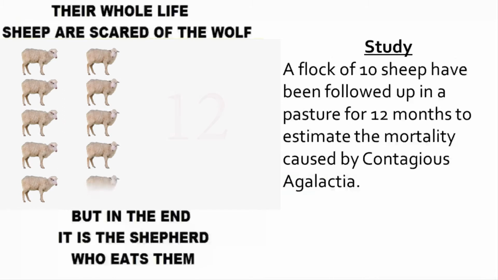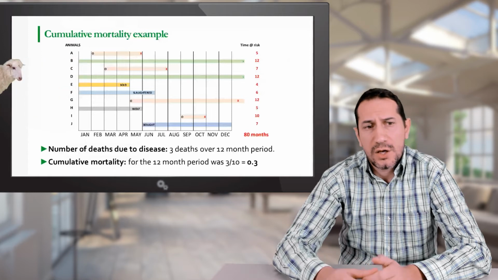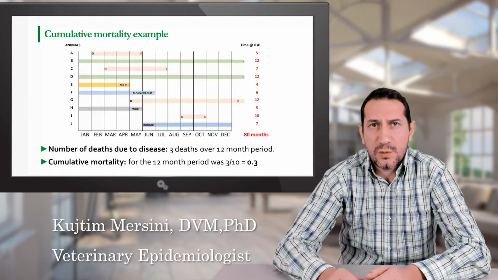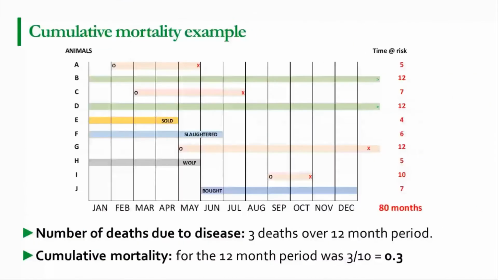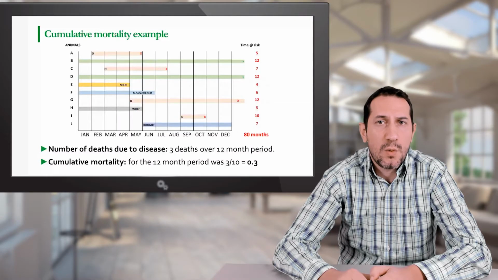To illustrate a bit more, we would follow a flock of 10 sheep through 12 months, and we measure the mortality caused by contagious agalactia and also other factors. If we follow the animals, we would see that the number of deaths due to the disease is 3 deaths for the period of 12 months. Therefore, the cumulative mortality in this case is 3 animals out of 10, which makes 0.3, or 30%.